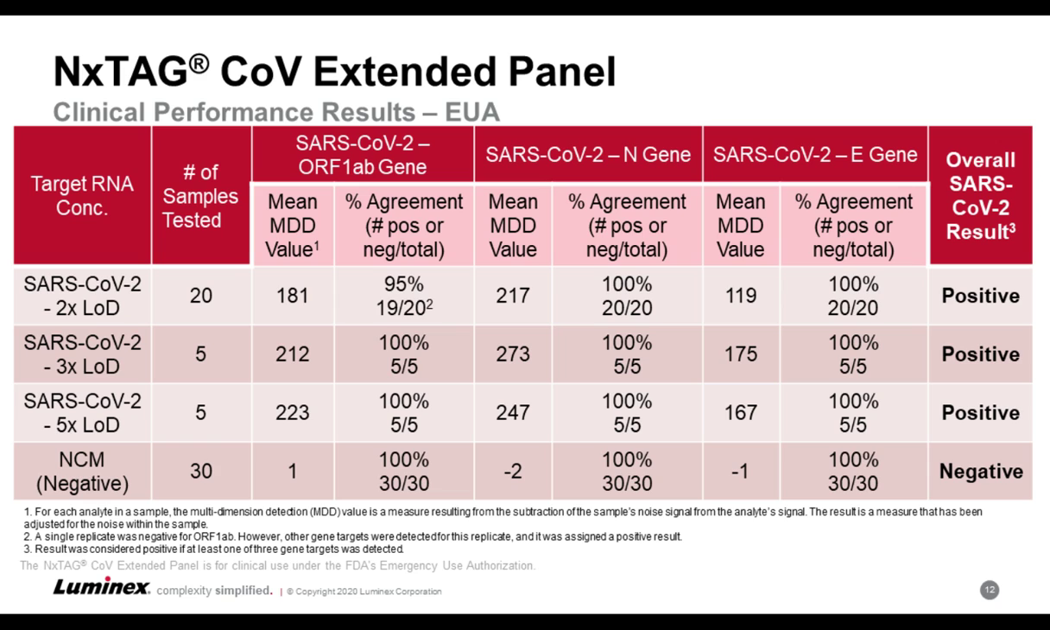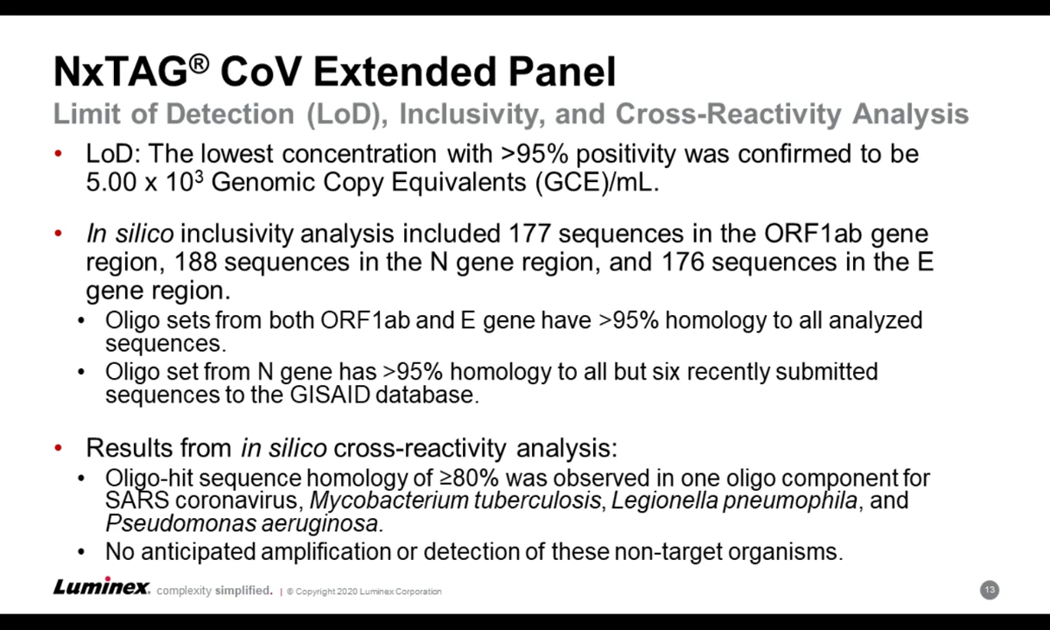This table just depicts different levels of LOD and what we saw, as well as the raw signal in the form of MFI for the 3 different genes. The limit of detection was established at 5,000 genomic equivalents per mL. Again, this was using purified viral genomic material. Since then, we've been able to secure some inactivated virus, and it is our thought that we can go lower. It's just not what we can claim in the PI at this time.